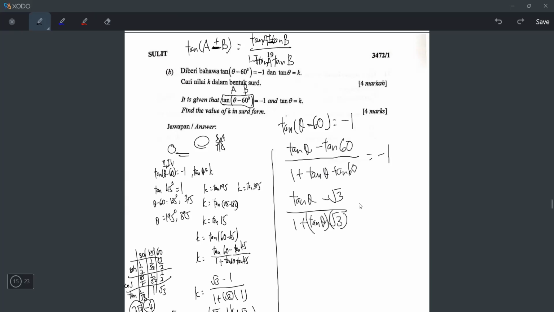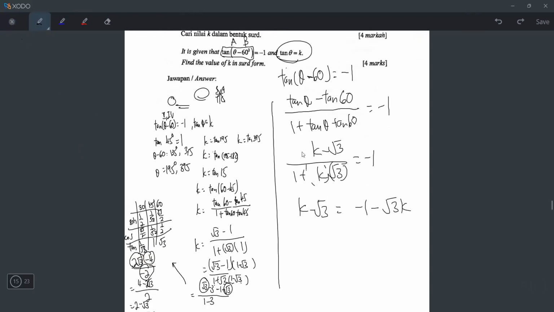But it's a times relation equals to -1. But we do know that the tangent theta is k. So actually, I can erase this and write k here and k here. It means it will be k here. So now it will be k minus square root 3 equals to what? -1 times 1 is -1, and then minus square root 3k like this. Find the value of k. So, yeah, I think it should be correct, right?